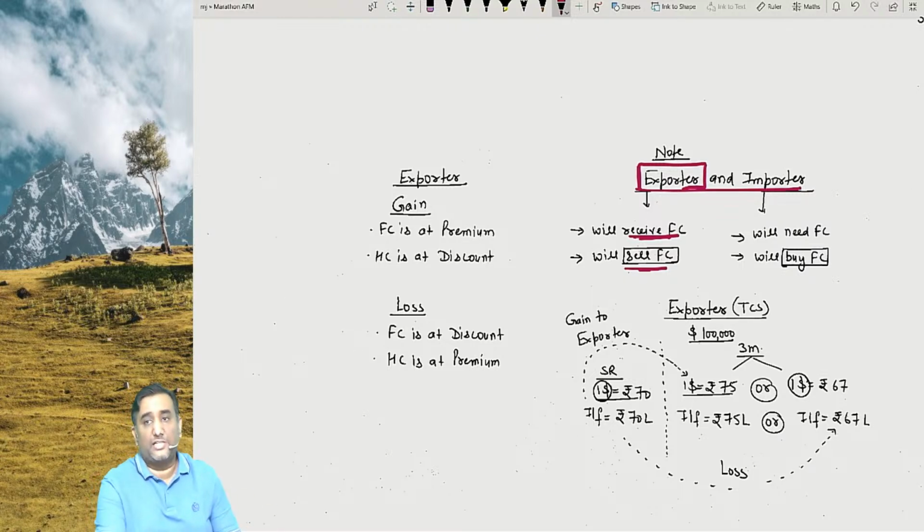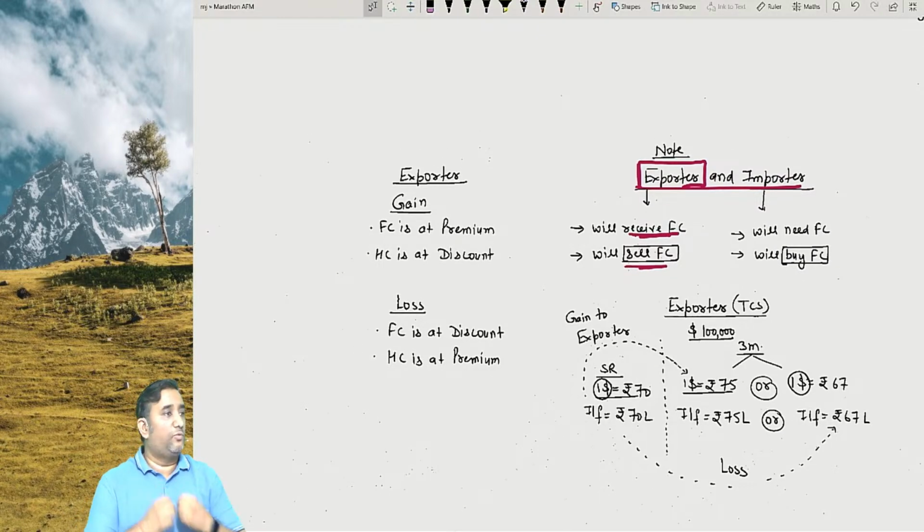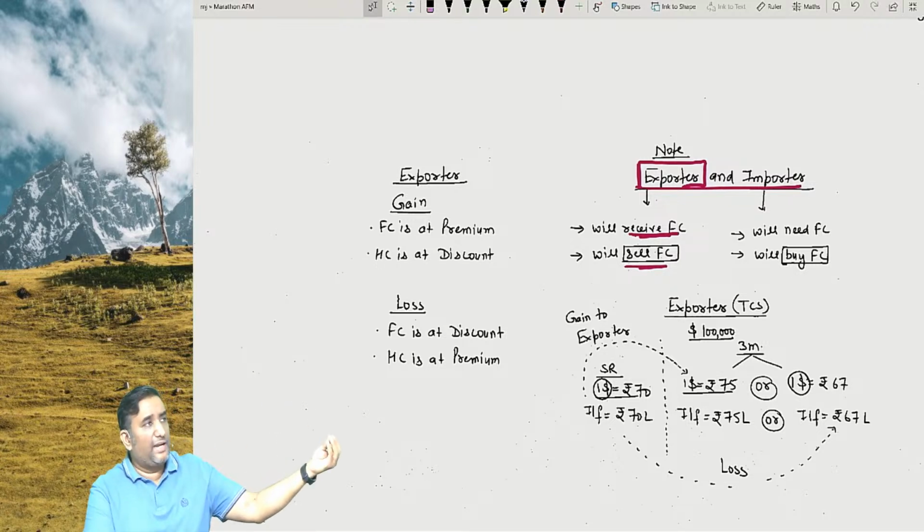Now let's speak about the exporter. An exporter is a person who would have exported goods. Funds would come from outside. Let's imaginarily create some examples. Let's suppose TCS. TCS is an export oriented company which does the billing outside India. 90% of the billing is done outside India. $1 lakh is supposed to come. So if $1 lakh comes today, let me assume some rate.